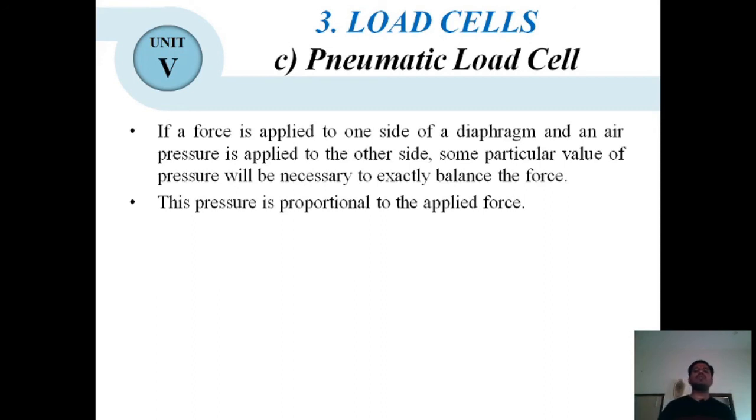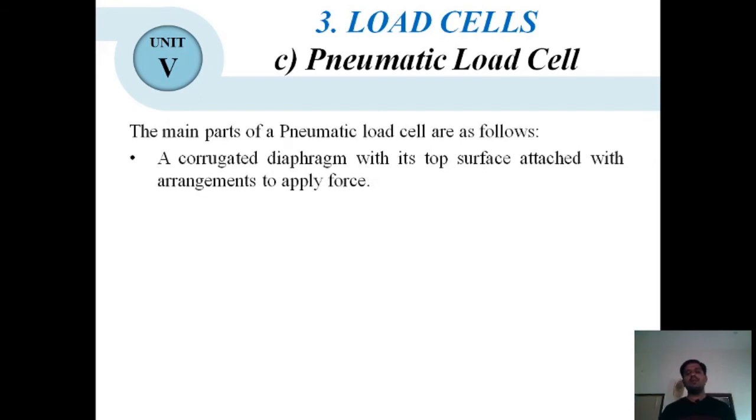So this force, which is the air pressure that we are applying in the opposite direction of the applied force, will try to balance this position. So this pressure is proportional to your applied force. Whatever pressure we are creating with the help of our air is proportional to the applied force. What are the main parts here?